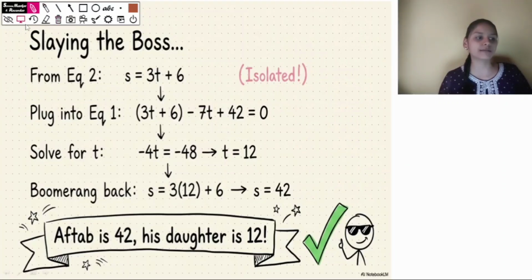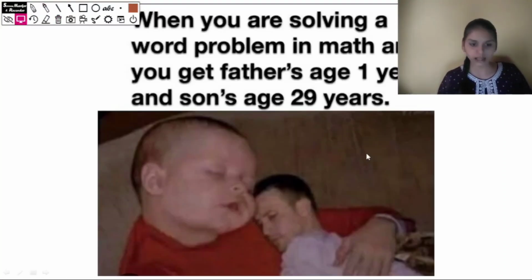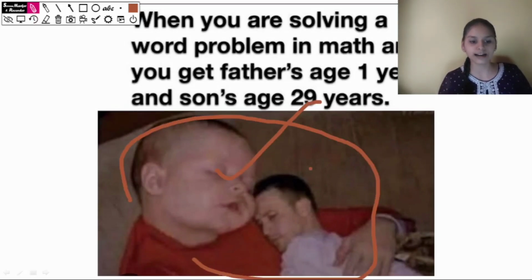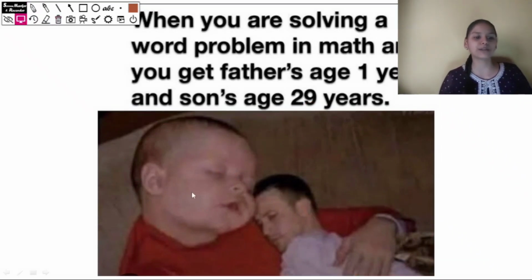And that is why we have a meme for it like this. See, if you solve it something like this, then it looks like this. See, he is bigger and he is smaller. So remember, whenever you get something like this, remember this meme, and then make it correct.